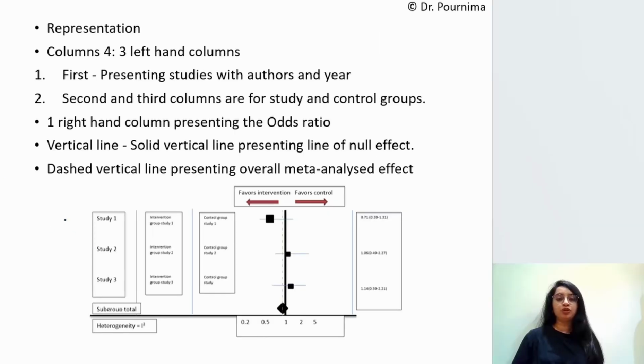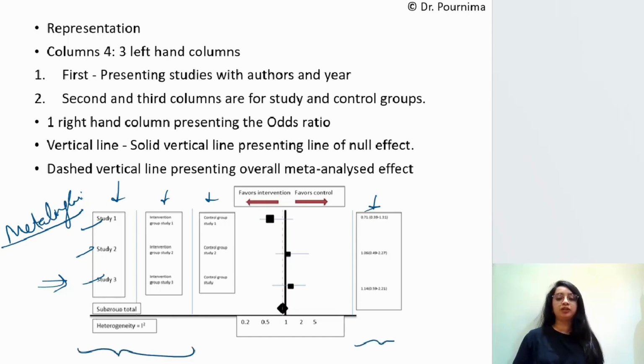The forest plots look something like this. So this is the visual representation. Mainly it is seen in meta-analysis because it compares various studies. So you can see that there are four columns, 1, 2, 3 and 4. These are three left columns and this is one right column. So it is comparing study 1, study 2, study 3. So various studies are being compared here.